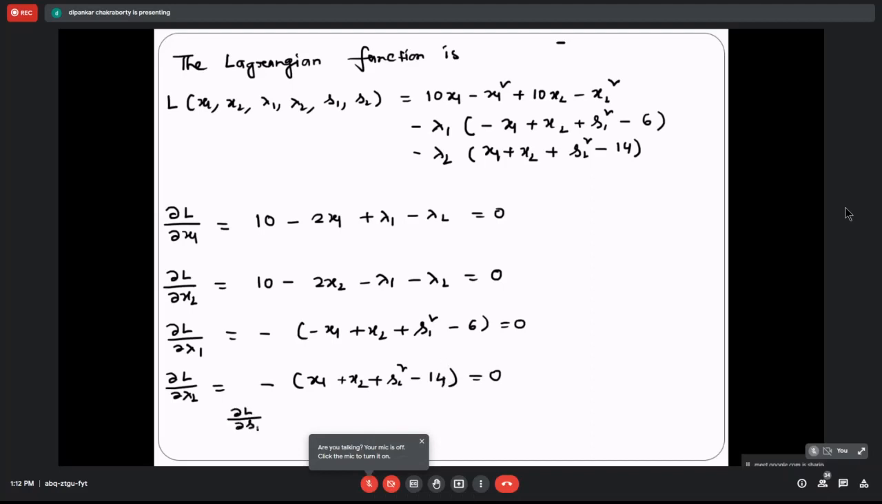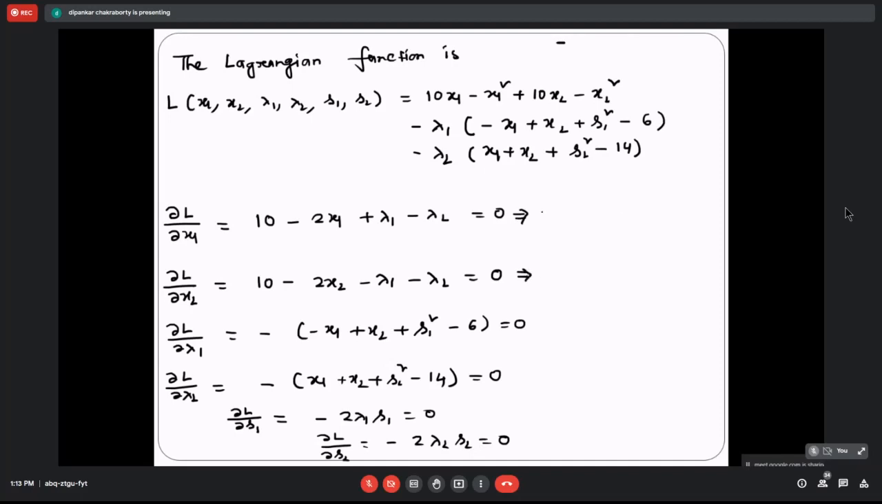So the partial derivative with respect to s1 is what? Minus 2 lambda 1 s1 is equal to 0. And the partial derivative with respect to s2 is what? Minus 2 lambda 2 s2 is equal to 0. So these are your 6 equations. Now, as I always mention, first of all, you are going to find out the value of x1 and x2 in terms of lambda 1 and lambda 2 from the first two equations.